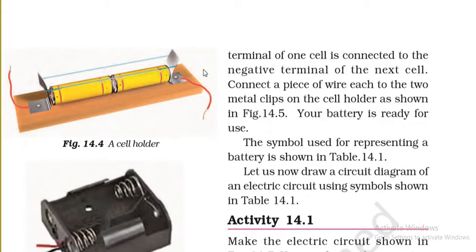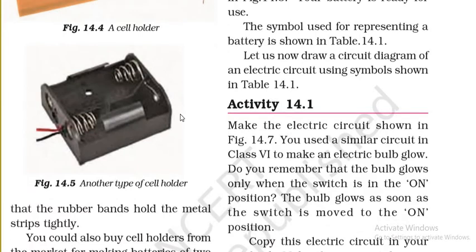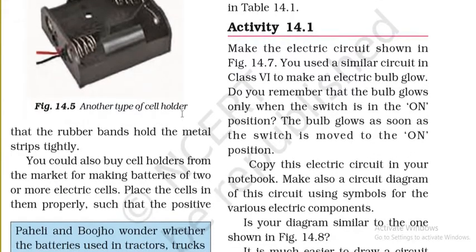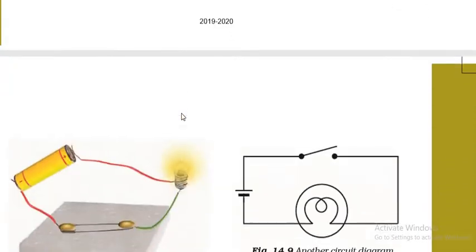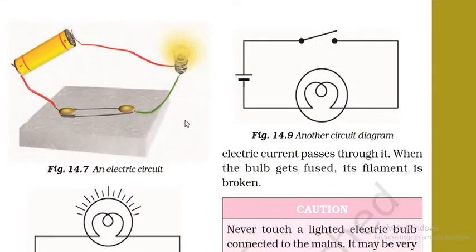Now children, this is a cell holder, and this is a kind of cell holder that you must have seen in your toys or in your remote or places like that. Now moving further children, let's discuss what is an electric circuit. An electric circuit is a closed path in which the current flows, and the current flows from the positive end to the negative end of the cell.